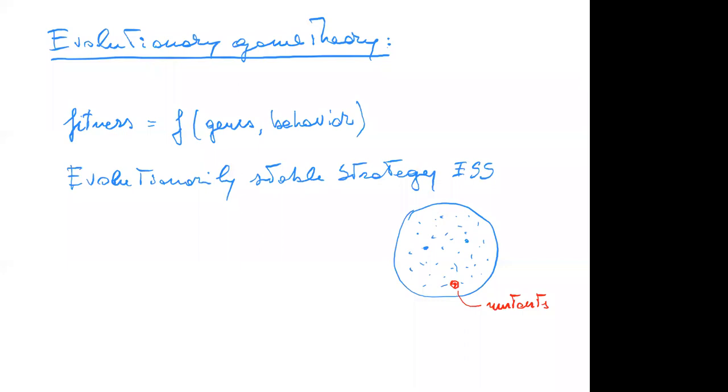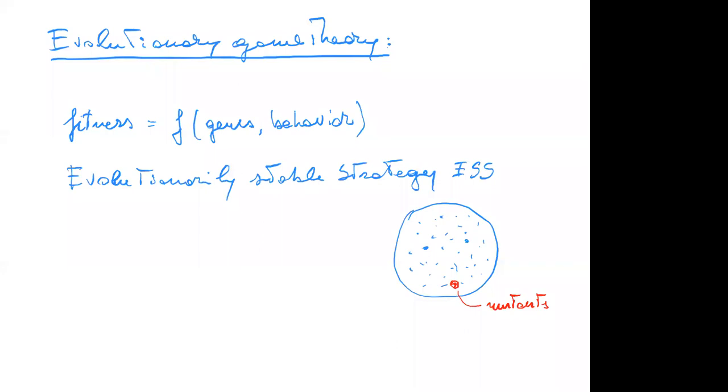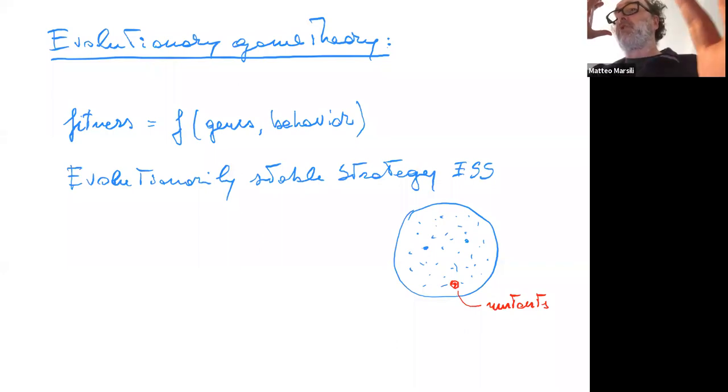Professor, can you repeat how you introduce the mutants? So the mutant is just any other strategy that may appear because of random mutations. The issue is that at the beginning you have a homogeneous population, and at a certain point you have a mutation in this homogeneous population. So there is a small fraction of individuals that plays a different strategy. The question is, will this small fraction be able to take over or not? You have an evolutionary stable strategy if this does not happen, whatever the mutation is.